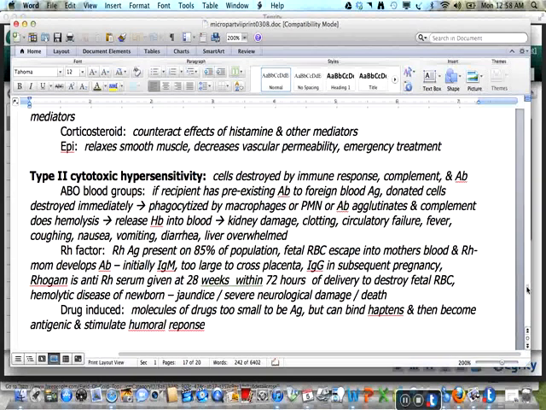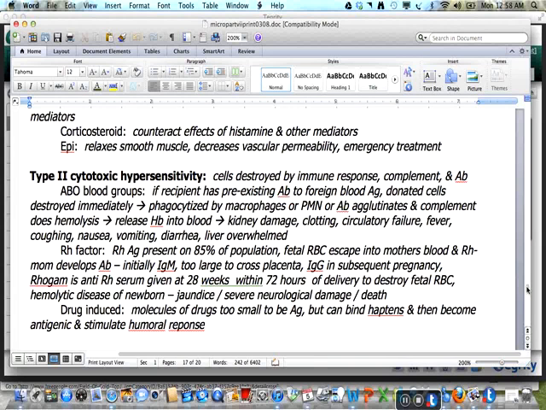Type 2 reactions also occur with the Rh factor. The Rh antigen is present in 85% of the population. When some fetal red blood cells escape into the mother's blood and the Rh negative mom develops antibody, initially it is IgM, too large to cross the placenta. In subsequent pregnancies, the IgG is able to cross.